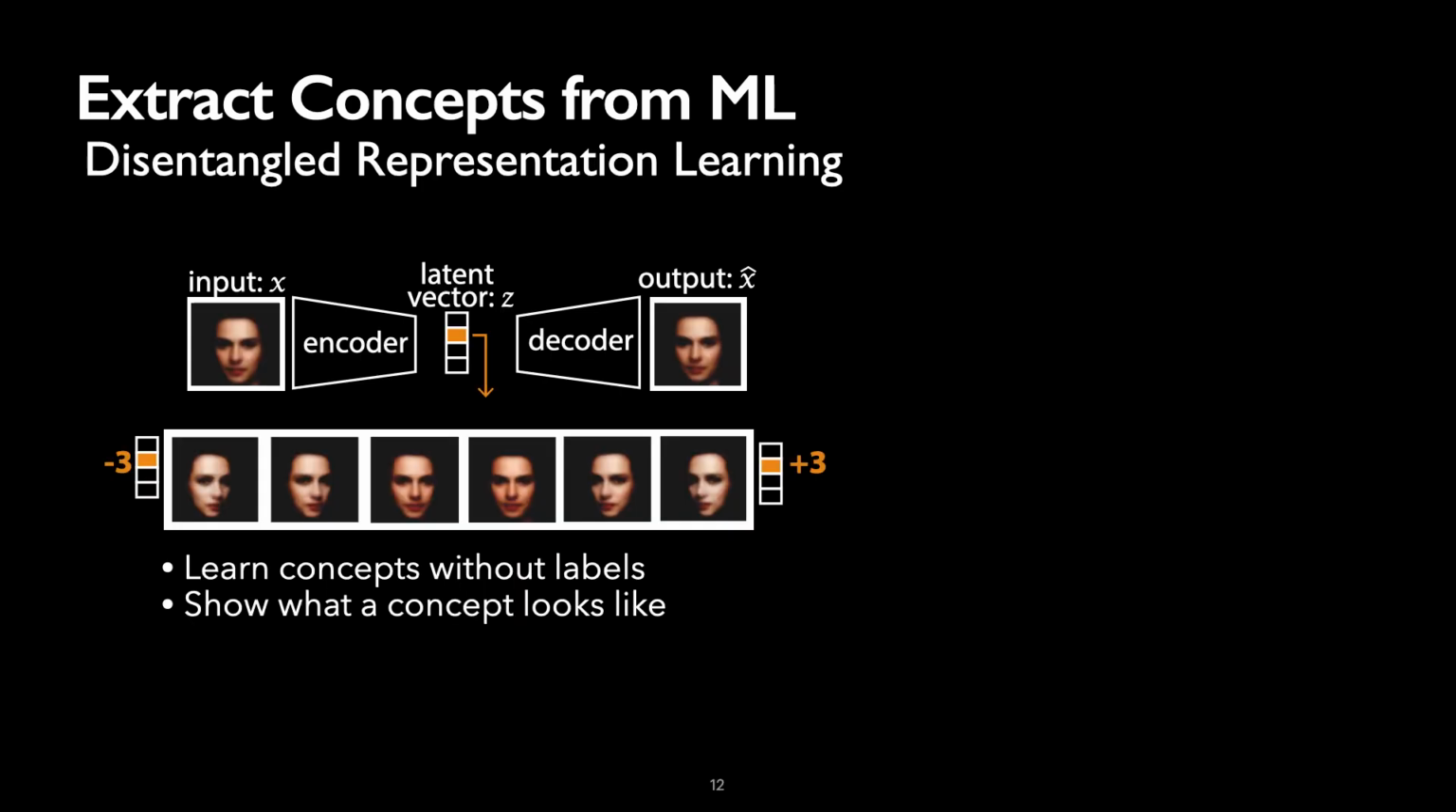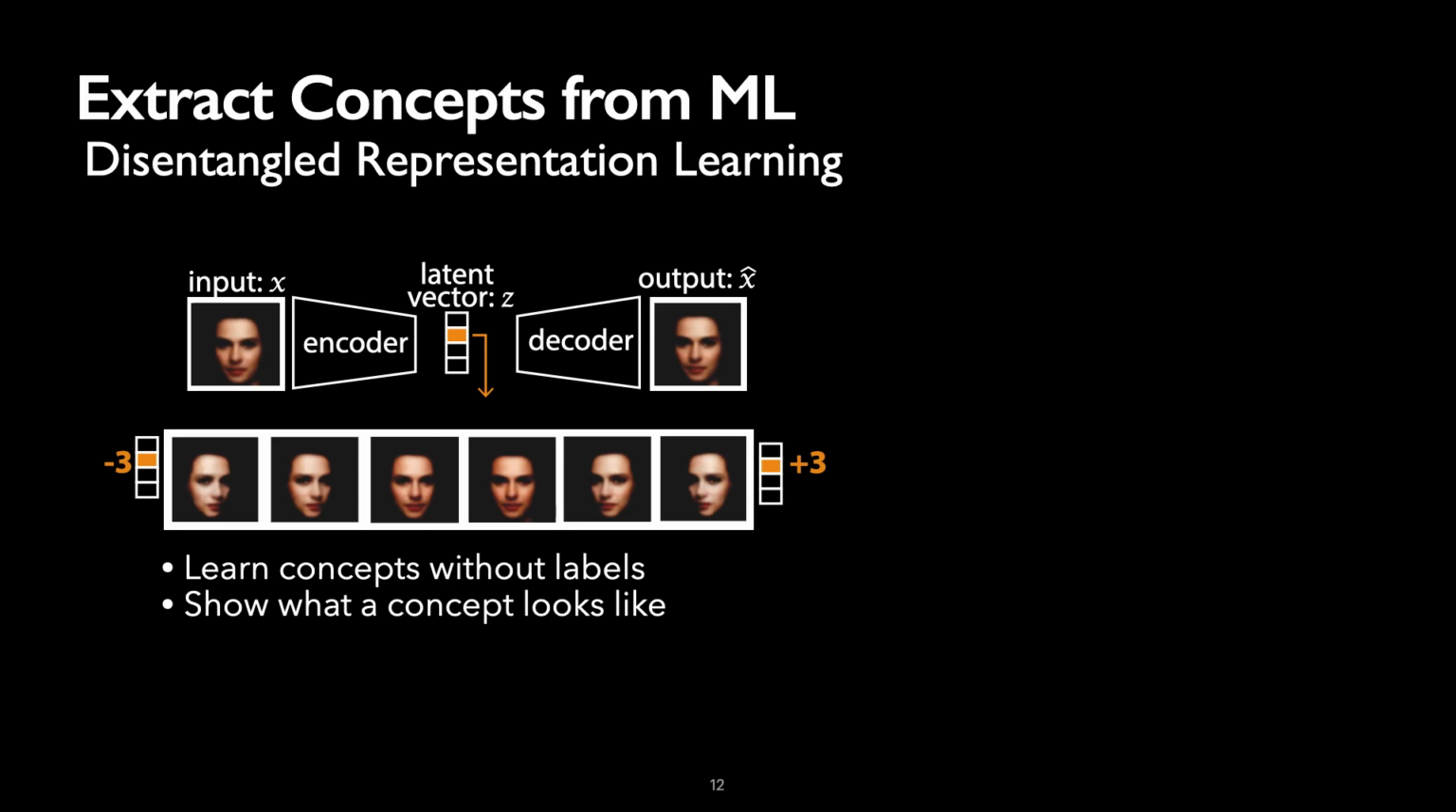Disentangled representation learning is a promising method to achieve this goal. The model aims to disentangle concepts and encode them in separate latent dimensions. For example, the value of the second latent dimension is related to the angle of human heads. By changing the value of this dimension, we can see that the head angle gradually changes in the synthesized images.